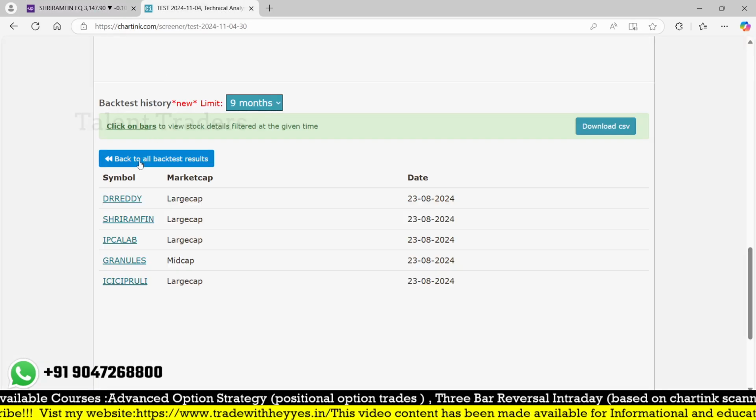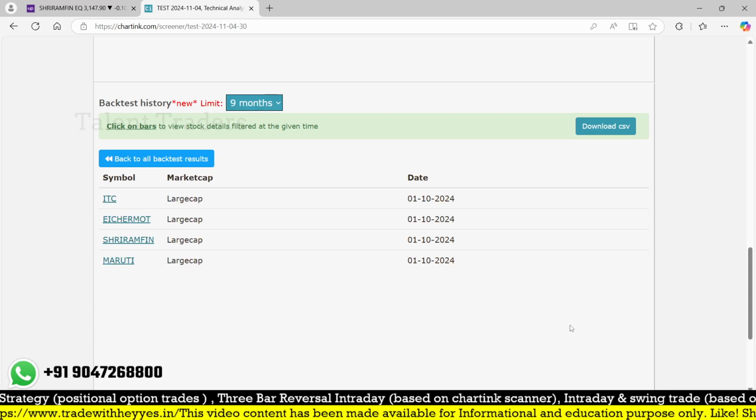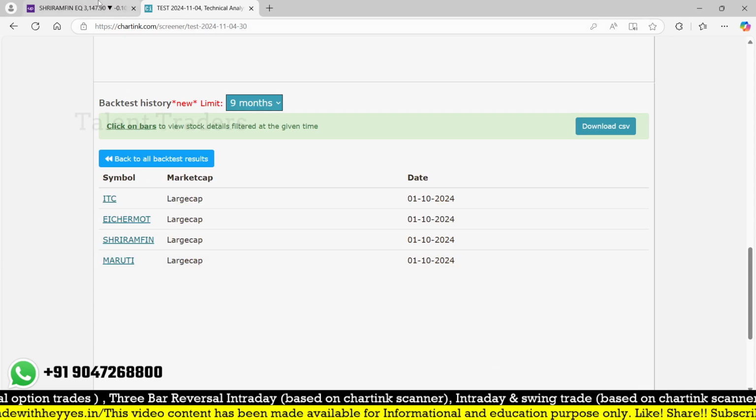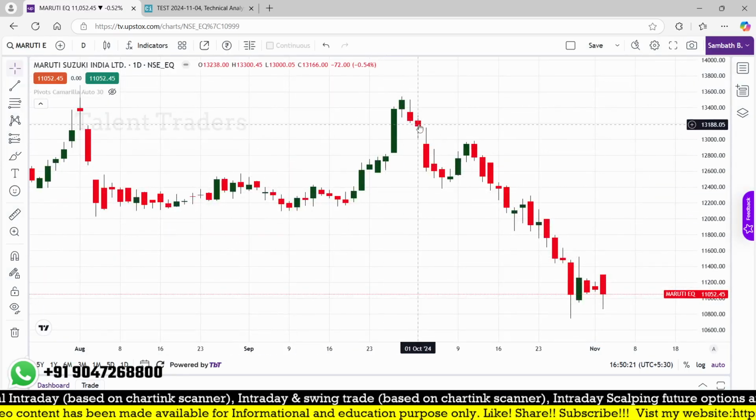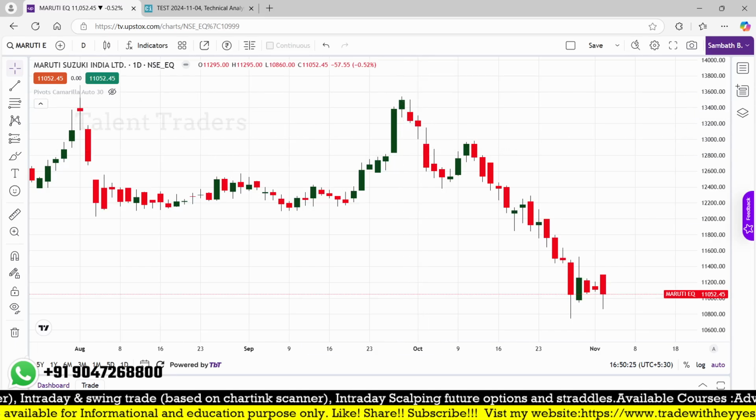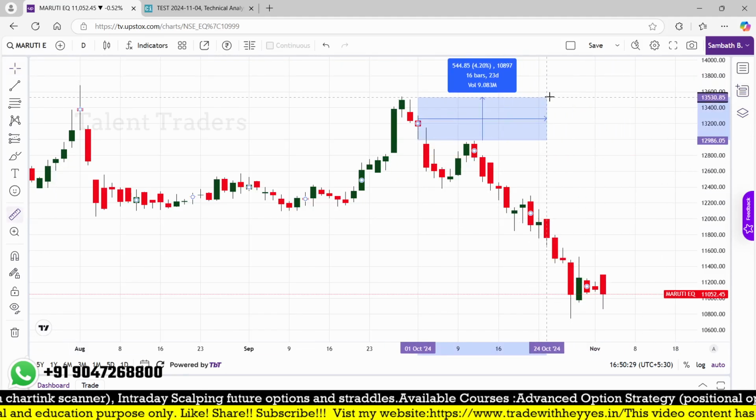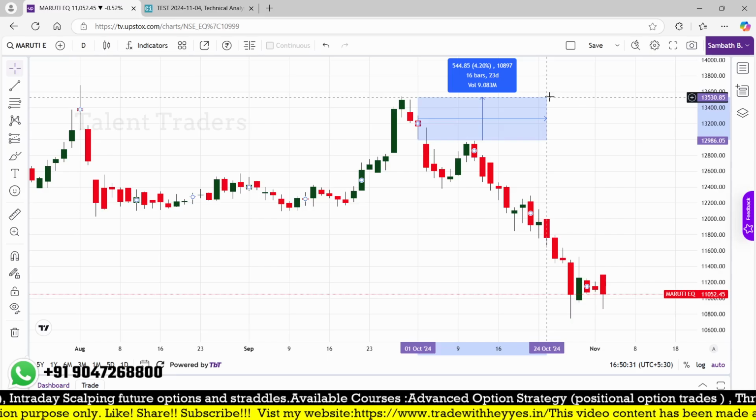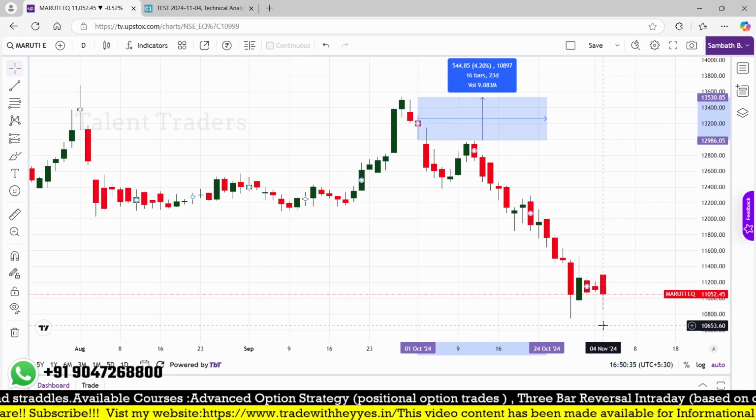Let me check where on 1st October the stocks are filtered. Yeah, Shriram Finance is there. Maruti is also there on 1st October. Let me check. Yeah, this is also a perfect one. So 2, 3, 4, 5, and that low, and this high is the stop loss. This is finding a swing high with the charting scanner. So maybe around 4%, and it was down huge, from 13,000 to almost 11,000.